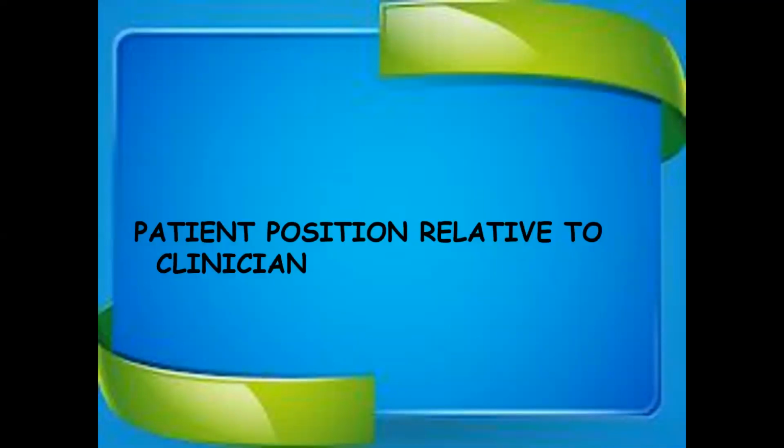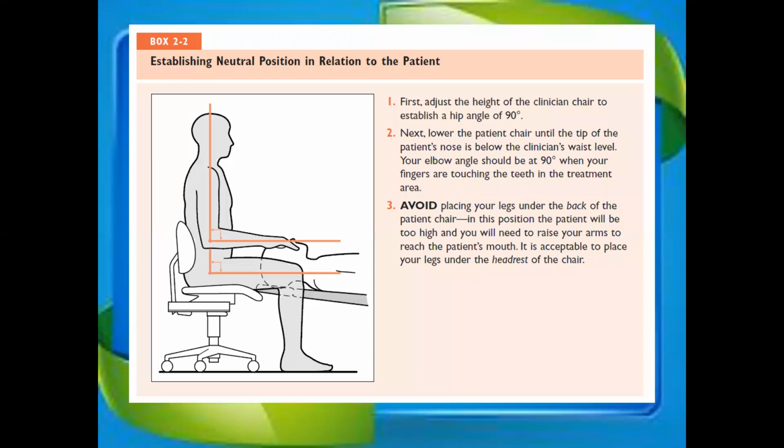Patient position relative to the clinician. So first you adjust the height of your chair and maintain the angulation of 90 degree. Next, lower the patient chair until the tip of the patient's nose is below your waist. Your elbow angulation should be 90 degree when the fingers are touching the teeth in the treatment area.